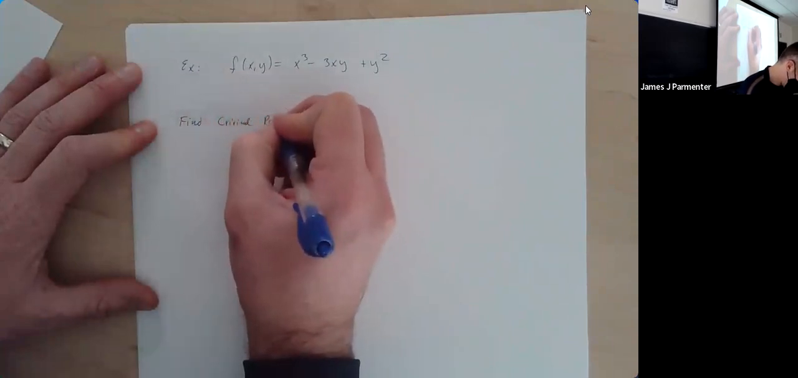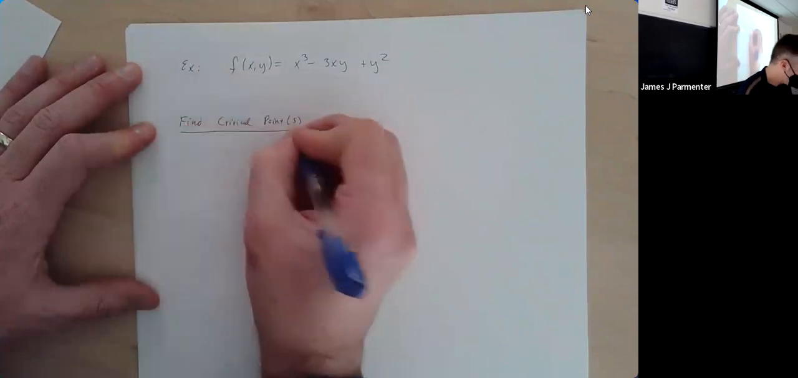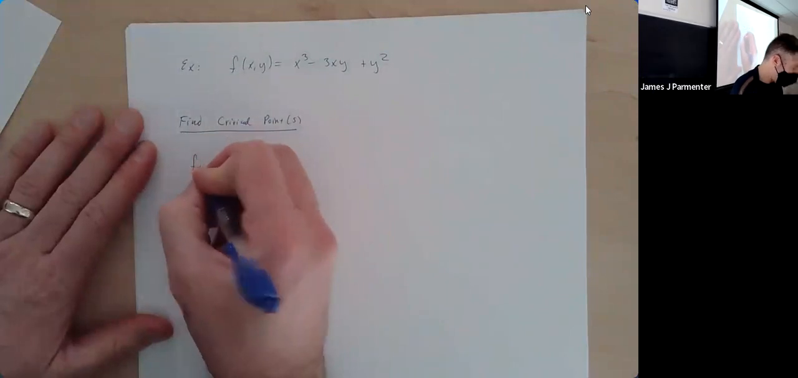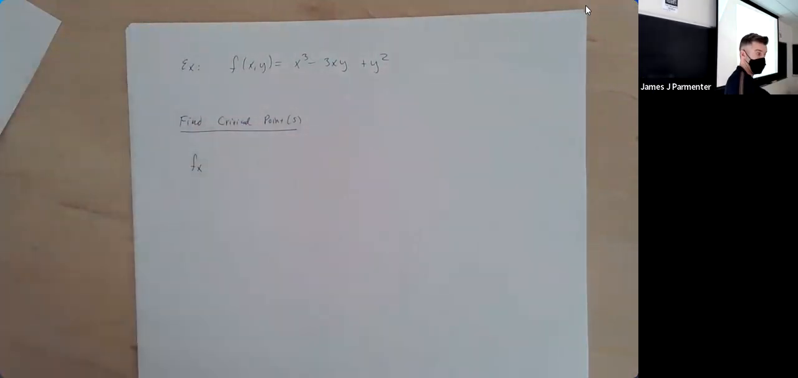And I should mention, there might be one, there might be many, there might be none. It's possible to have no critical points. But the process is always to set each partial derivative equal to 0. So let's take the partial with respect to x. I should say each first partial derivative.